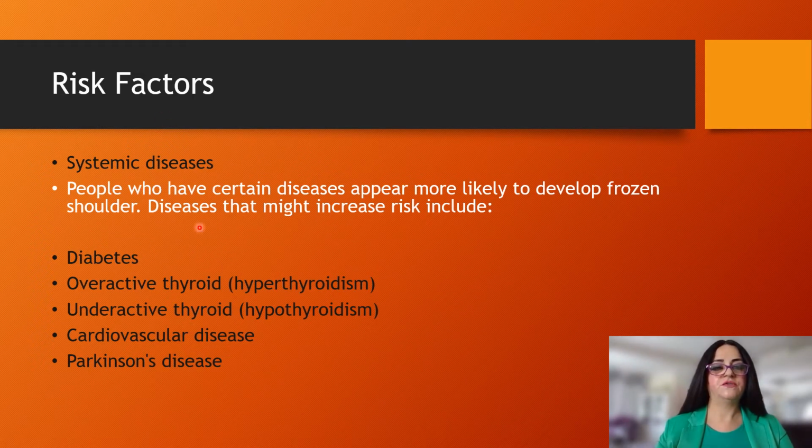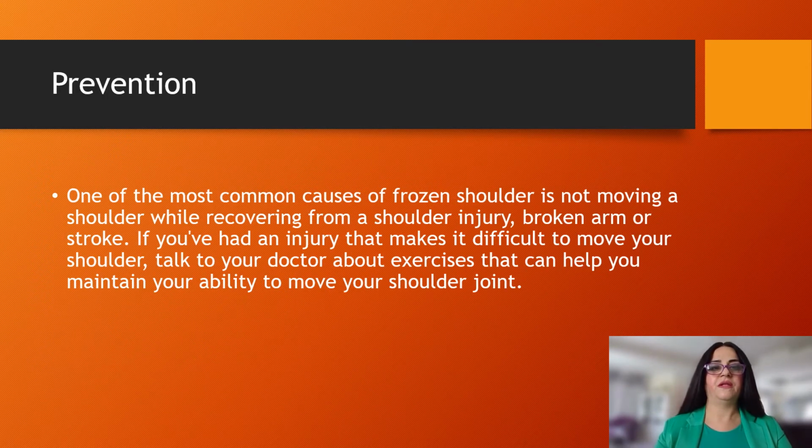There are some other risk factors for frozen shoulder. Some systemic diseases like diabetes, hyperthyroidism, hypothyroidism, cardiovascular disease, and Parkinson's disease. How can you prevent frozen shoulder? One of the most common causes of frozen shoulder is not moving the shoulder while recovering from a shoulder injury, broken arm or stroke. If you had an injury that makes it difficult to move your shoulder, talk to your doctor about exercises that can help you maintain your ability to move your shoulder joint as soon as possible.